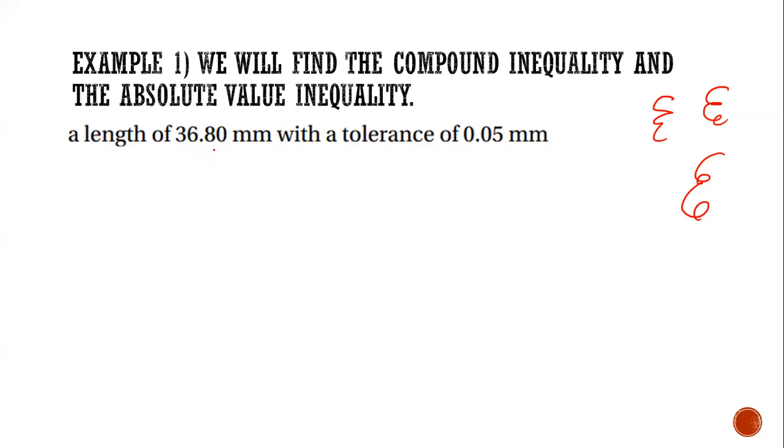This tells us the length of our spring not doing anything at its standstill is 36.80 millimeters. So this is our intended value, right? That's where we're at. The tolerance of this spring is 0.05 of a millimeter. So I can stretch or compress it 0.05 of a millimeter. Does that make sense? So this is my tolerance.